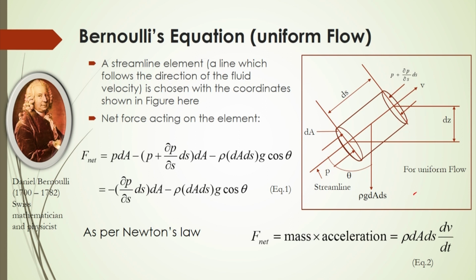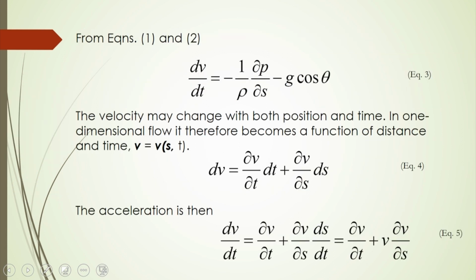So, dV by dt is nothing but the acceleration of the fluid element. So, in this, mass into acceleration will be your F net. So, rho into dA into ds is your mass, and dV by dt is nothing but the acceleration. If we equate equation number 1 and equation number 2, then we get equation number 3 as dV by dt equals minus 1 by rho dou P by dou S minus g cos theta. This is after simplification.